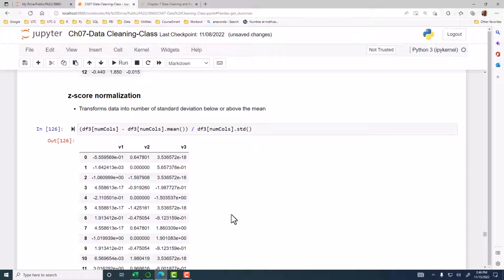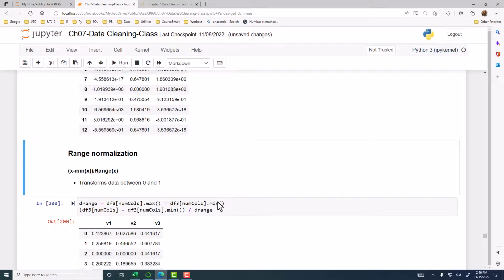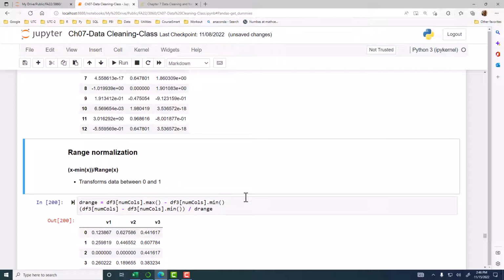Okay. And then you can say, is the absolute value of z-score greater than 3? Remember, we were trying to figure out outliers. So you can do it this way too. Okay. And then we have range normalization. Range normalization is to bring all the values within a range of 0 and 1.